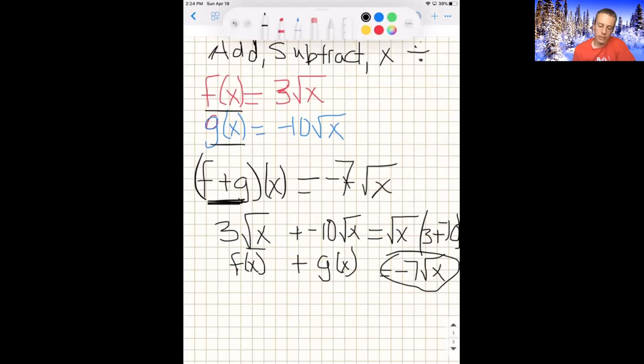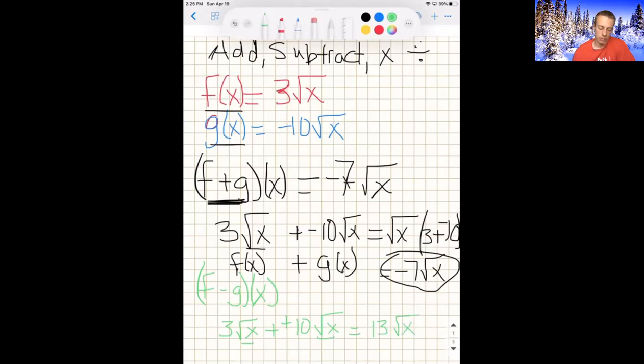We could also ask a similar question and say, hey, what is f minus g of x? Well, that would be a very similar process. We say 3 times the square root of x, and then we're going to subtract negative 10 square root of x. And we know that subtracting a negative is the same thing as adding a positive. So I'm just going to turn them into two addition symbols there. And we still have the square root of x in common like we did above. So we're going to be left with 3 plus 10, or 13 square roots of x.